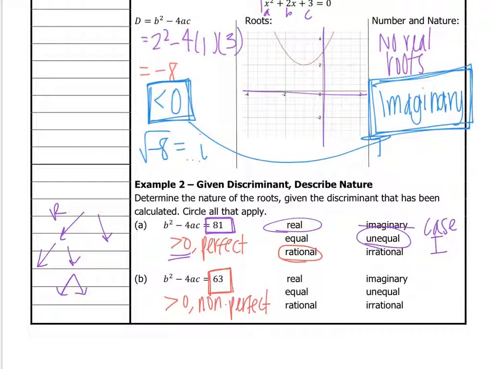Alright, so take 30 seconds and try to circle the ones that you think are correct here. Is it real or imaginary? Is it equal or unequal? Are the roots rational or irrational? Again, 30 seconds, then I'm going to put my answers up here on the board.